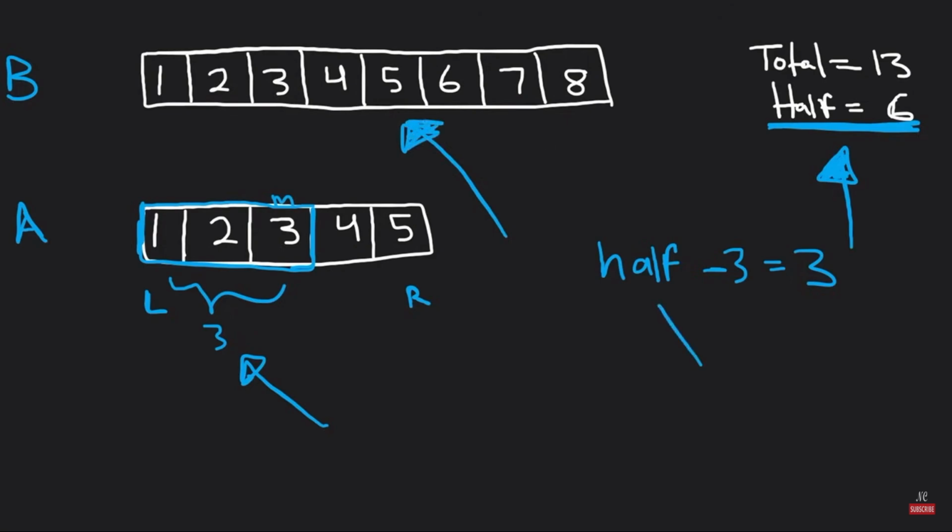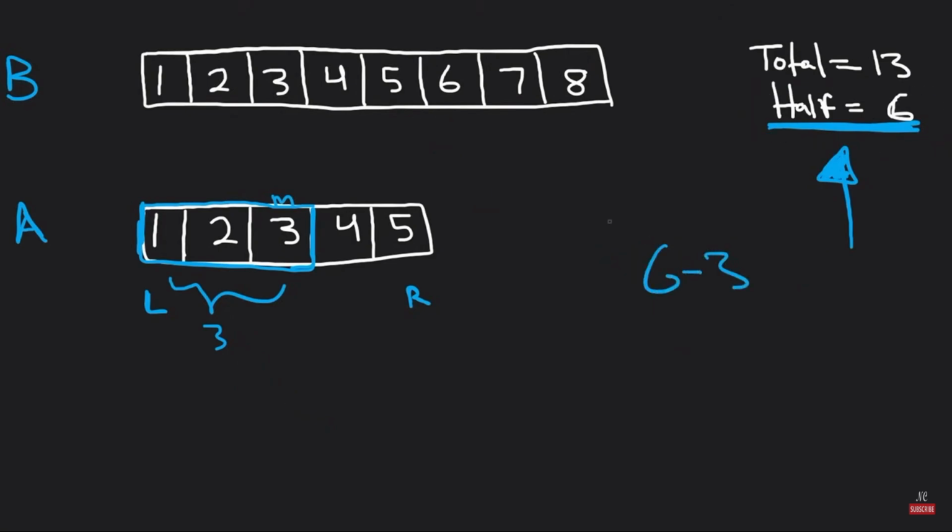We can just compute it using our half value. And since we know 6 minus 3 is 3, we know initially we can say that the left partition of this is going to be 3 as well. We don't even need to keep a left and right pointer for this array. So these two subarrays make up our left partition.